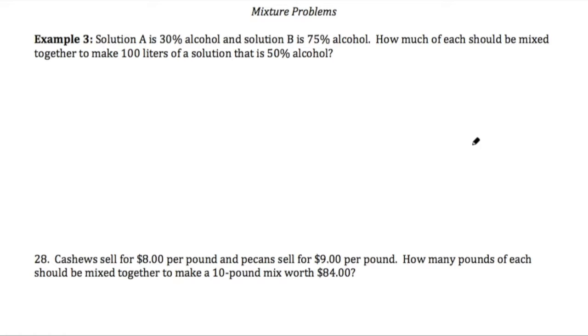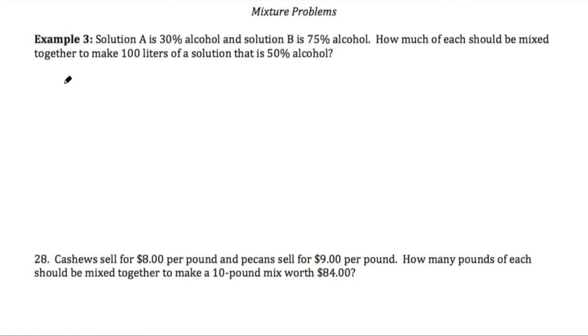So let's look at our first example and go from there. So it says solution A is 30% alcohol and solution B is 75% alcohol. How much of each should be mixed together to make 100 liters of a solution that is 50% alcohol?